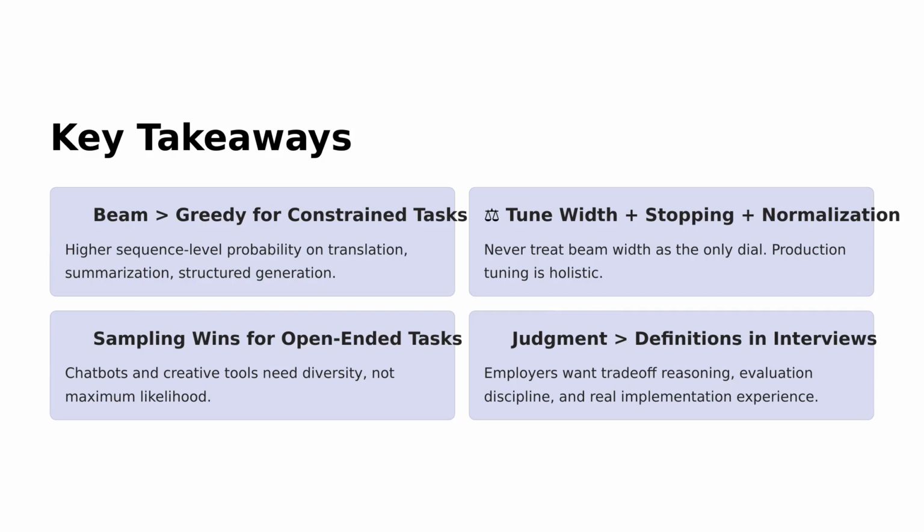Beam search usually beats greedy decoding on constrained tasks like translation, summarization, and other structured generation problems because it finds stronger full sequence outputs. But in practice, beam width is only one tuning lever. You also need to think about stopping rules and length normalization. For open-ended tasks, sampling is often better because diversity matters. And in interviews, strong answers focus on trade-offs, evaluation, and real implementation experience.